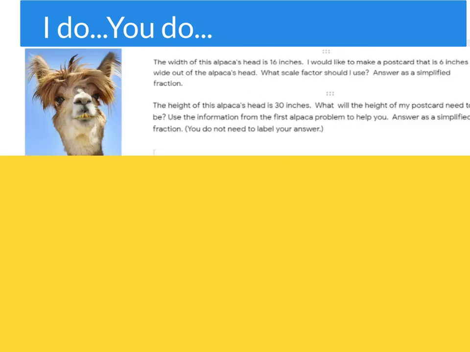Next problem says the width of this alpaca's head is 16 inches. I would like to make a postcard that is 6 inches wide out of the alpaca's head. What scale factor should I use? And answer as a simplified fraction. Well, first of all, I want to put it in changed over actual. So what is the actual size of the alpaca's head? It is actually 16 inches.